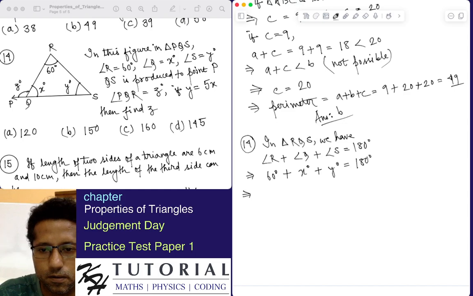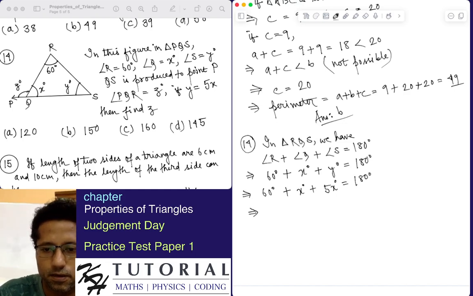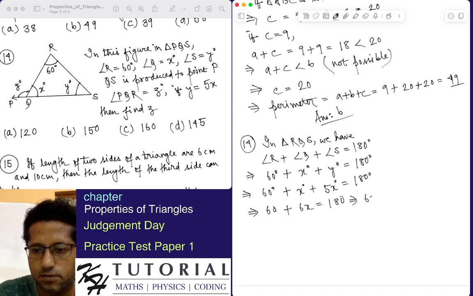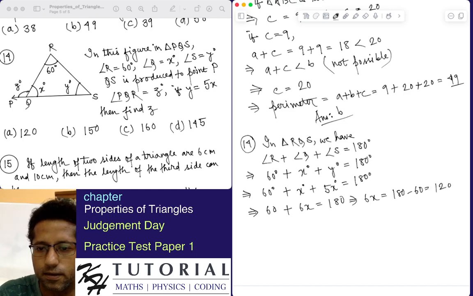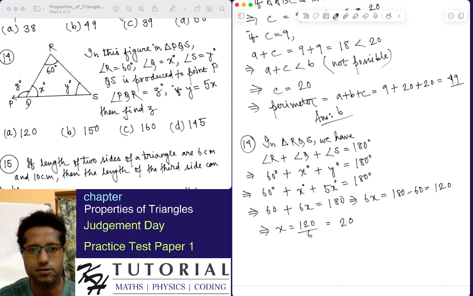Now it is given also that y equals 5x. So we can say 60 plus x plus 5x equals 180. We can ignore the degree and say 60 plus 6x equals 180. This implies 6x equals 180 minus 60, equals 120. This implies x equals 120 by 6, that is 20. So x is 20. It has asked to find z.